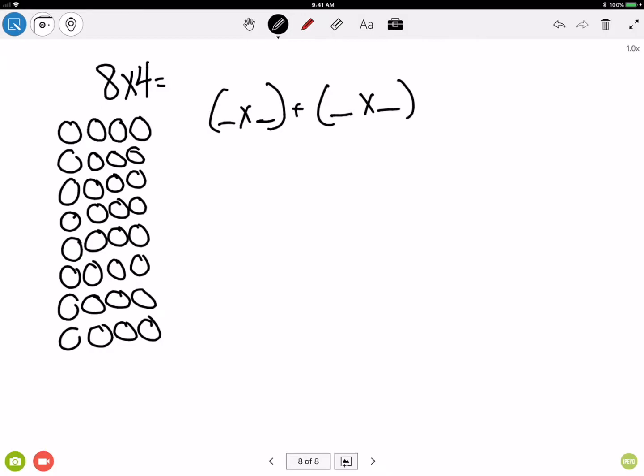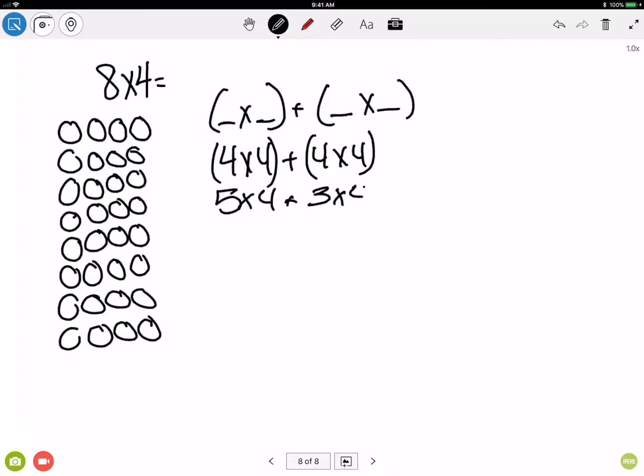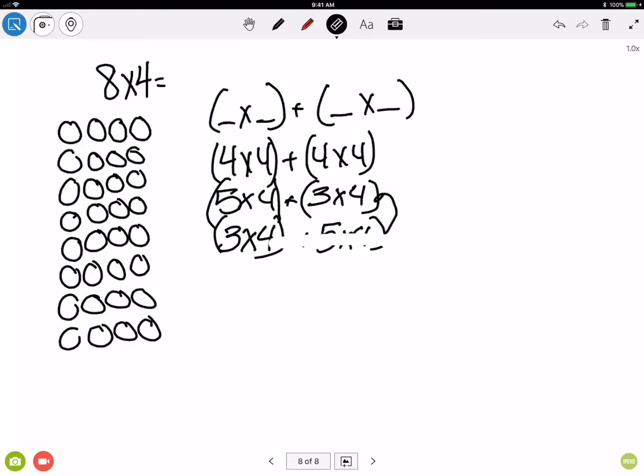So some of the possible ways that you guys could do this is you could do 4 times 4 plus 4 times 4. I really like 5s, so I would do 5 times 4 plus 3 times 4. If you like your 6s, you could do 6 times 4. You could do 3 times 4 plus 5 times 4, which would be the same thing as the one above. I think those are probably the 2 easiest ways.